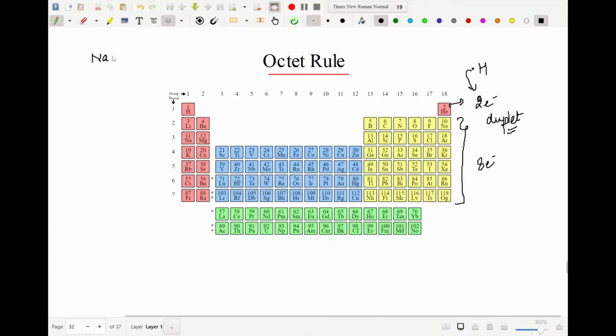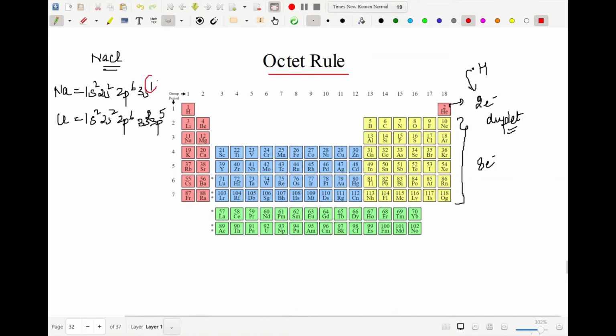Now, this sodium chloride is a classic example of the octet rule, where both sodium and chlorine are trying to achieve a noble gas or 8 electron configuration by giving and taking electrons. We have sodium, whose electronic configuration is 1s2, 2s2, 2p6 and 3s1, and chlorine, whose electronic configuration is 1s2, 2s2, 2p6, 3s2 and 3p5. Now the rule says that we need 8 electrons in the valence shell.